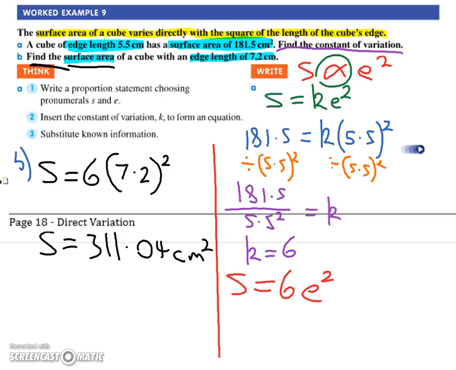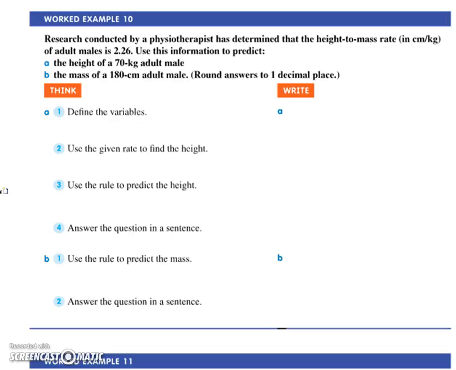Have a look at this question. We have been given what? What have they given us? This 2.26, what is it? Excellent, it's the height to mass rate. Okay. What is that?